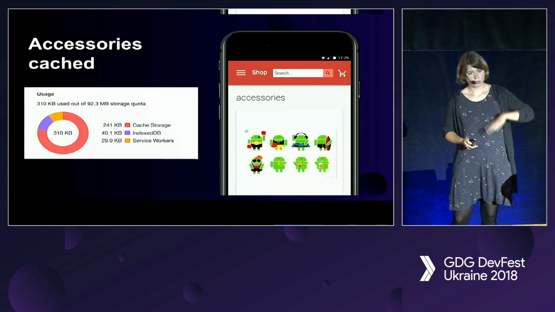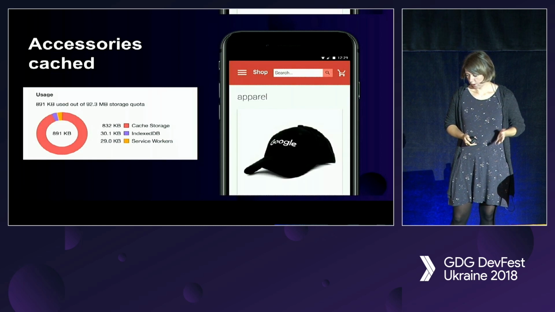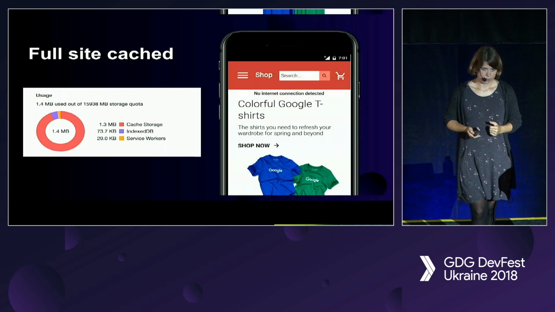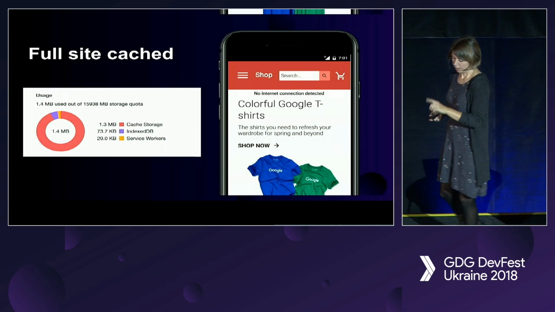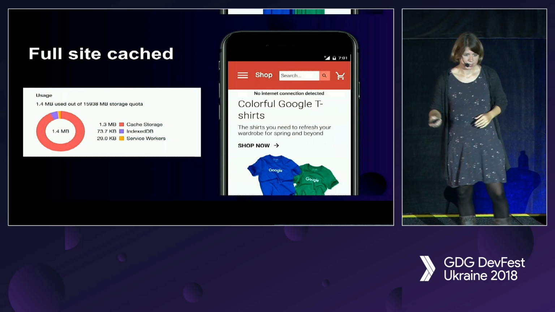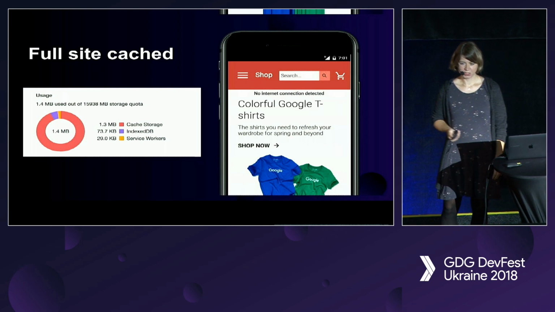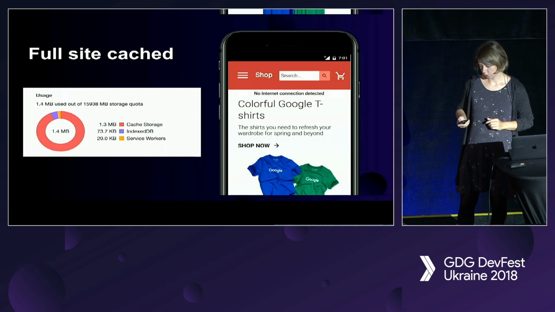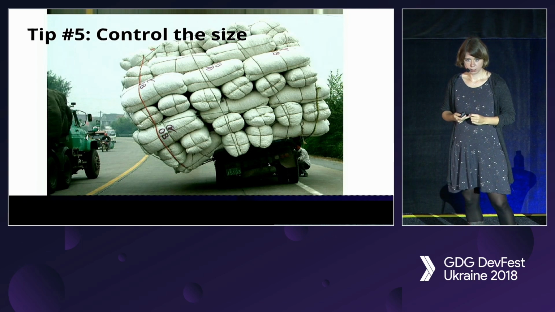If I add one more URL with accessories, it grows to 300. If I go to another category, it's 800 something. And then if I have the full site cached, it's 1.4, right? So it's a growing size of the app over time, which is very different from native apps. And mind that this is a very tiny app, right? For something super big like Amazon, this size would be much, much bigger. So you really need to think about how to expire and remove stuff from the cache that is not crucial. So that's tip number 5: control the size and learn how to handle it.